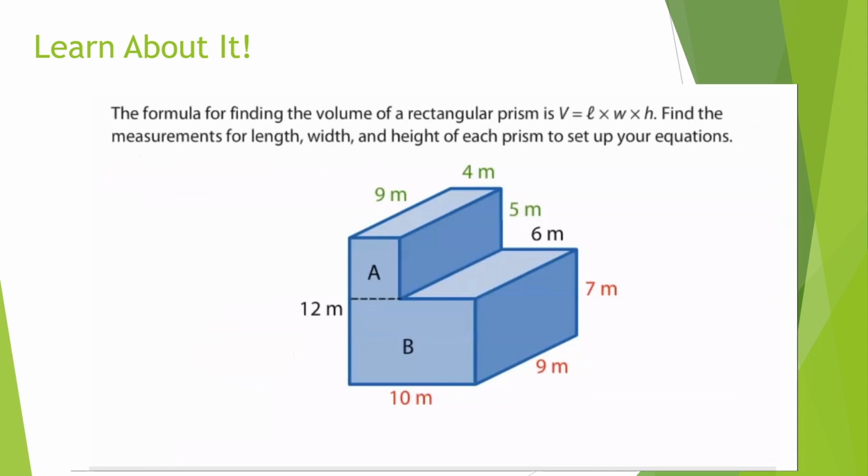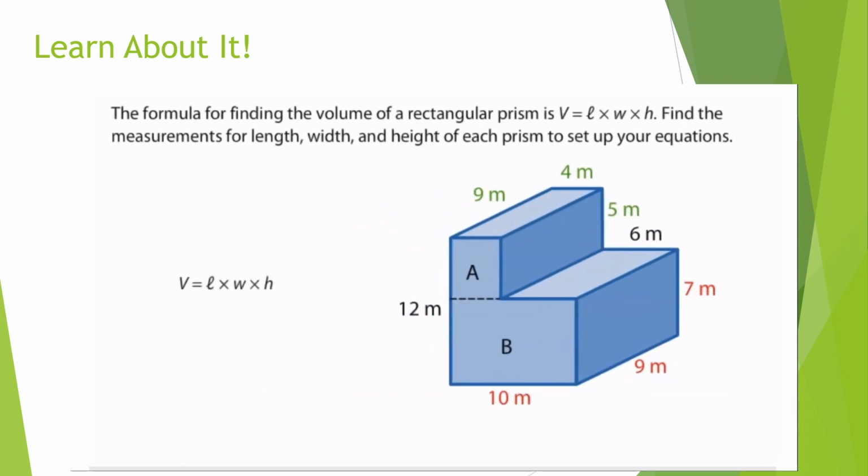The formula for finding the volume of a rectangular prism is volume equals length times width times height. Find the measurements for length, width, and height of each prism to set up your equations. So for A, we have 9, 4, and 5. For B, we have 10, 9, and 7.